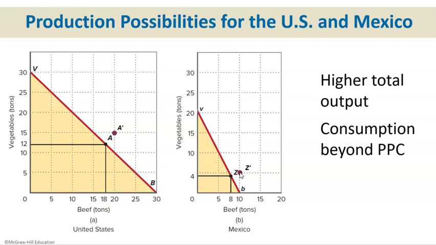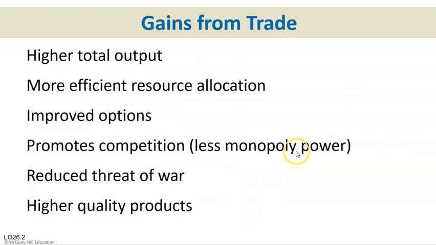goods. So the main takeaway from the production possibility curve is that there's a higher total output within the 2 countries. Both countries achieve a point they could not get at on their own. Both countries are better off when they specialize in trade. Now, this slide is giving you more gains from trade that we can see when 2 countries trade with each other. We've already seen the first one, higher total output. That's what we can see from the production possibility curve.